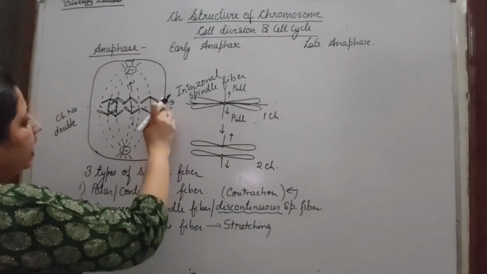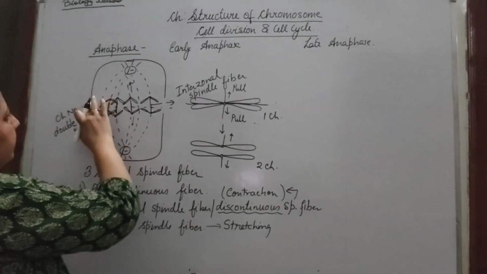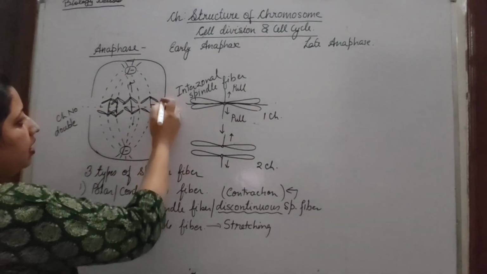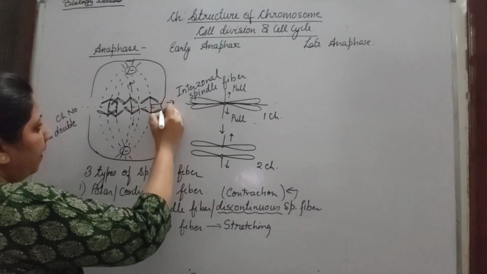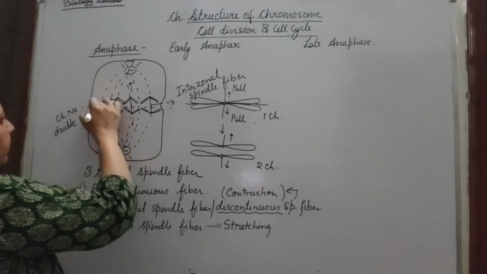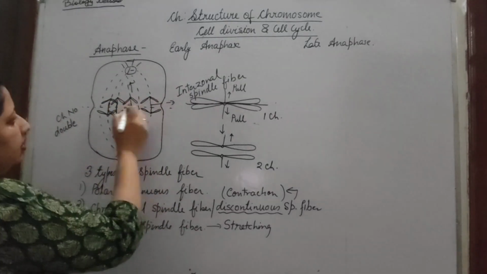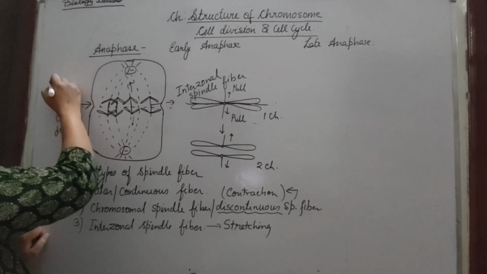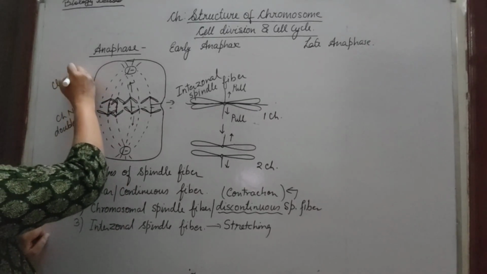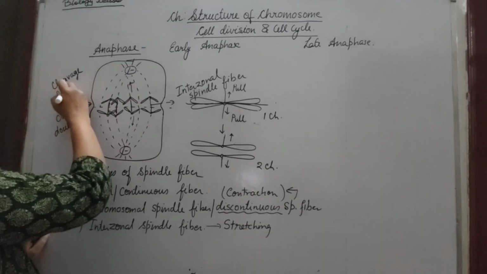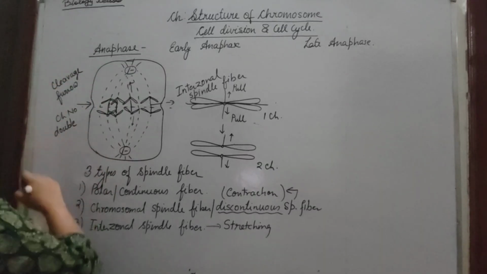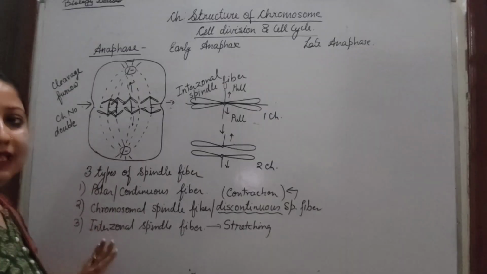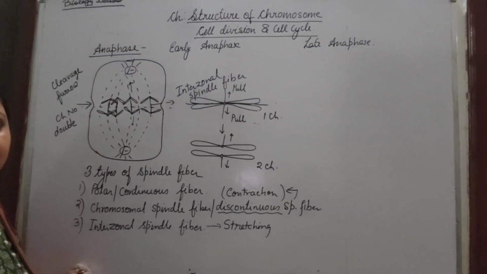One more change is in the plasma membrane. The plasma membrane now shows a depression or pinch. This is the pinching off, a kind of depression called the cleavage furrow. The cleavage furrow starts and is seen from the early anaphase.